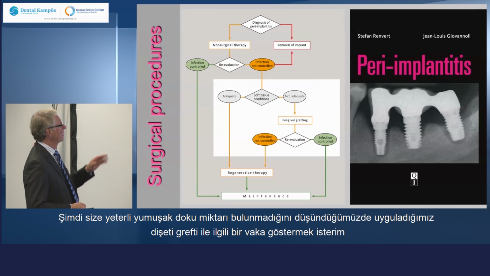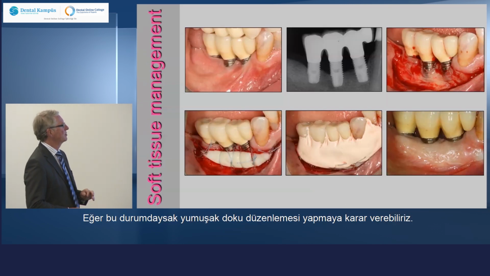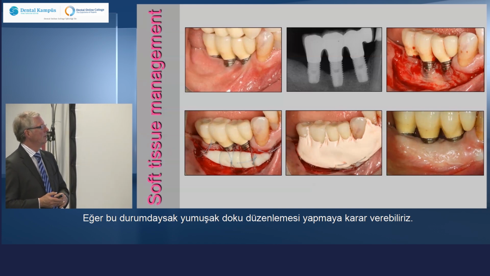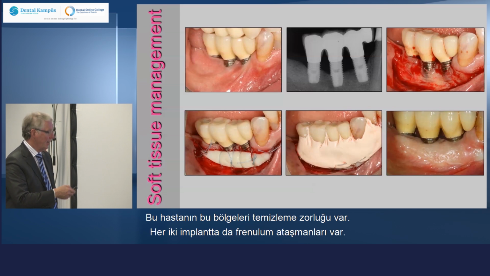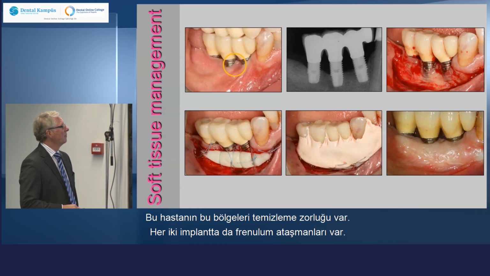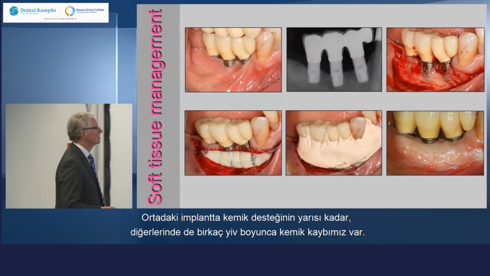So now I just would like to show you a case with gingival grafting. This is when we feel we don't have adequate soft tissue. So if we are in that situation, we can decide to make a soft tissue adjustment. This is a patient who has difficulties in cleaning this area, and we have frenula attaching at both of the implants. We have lost, about in the middle one, half of the bone level around the implant, but even here we have lost a couple of threads on both the mesial and distal one.